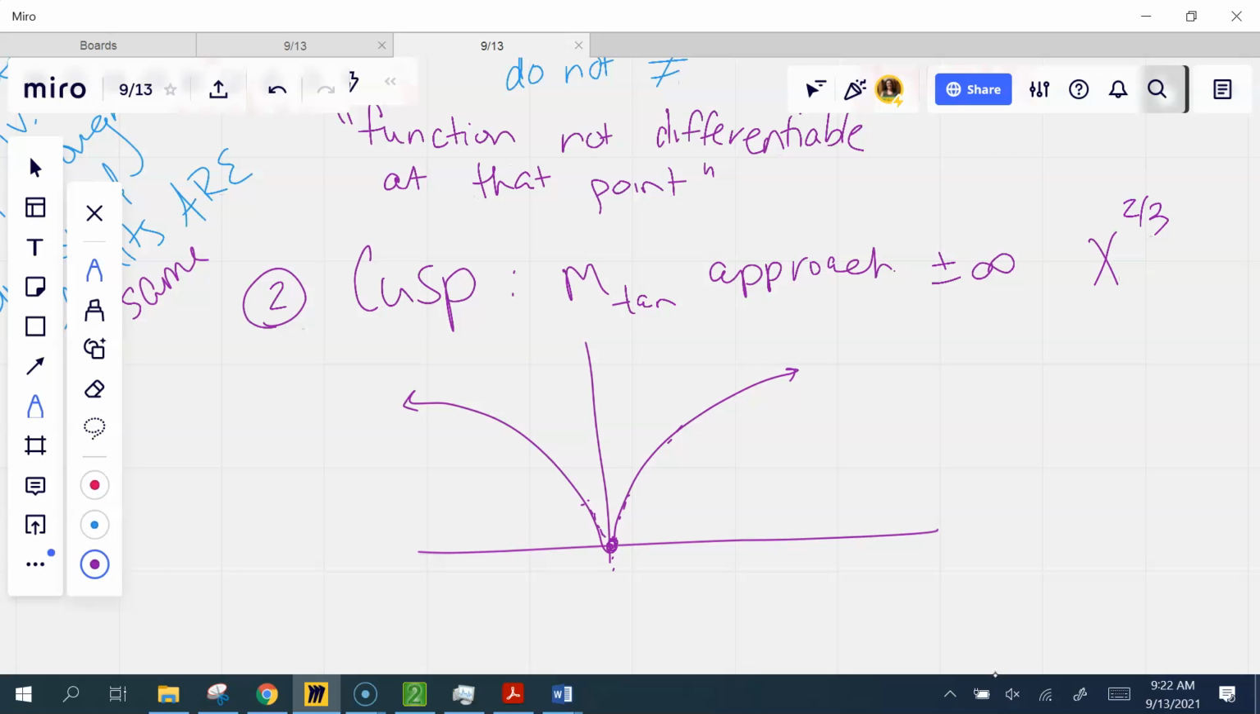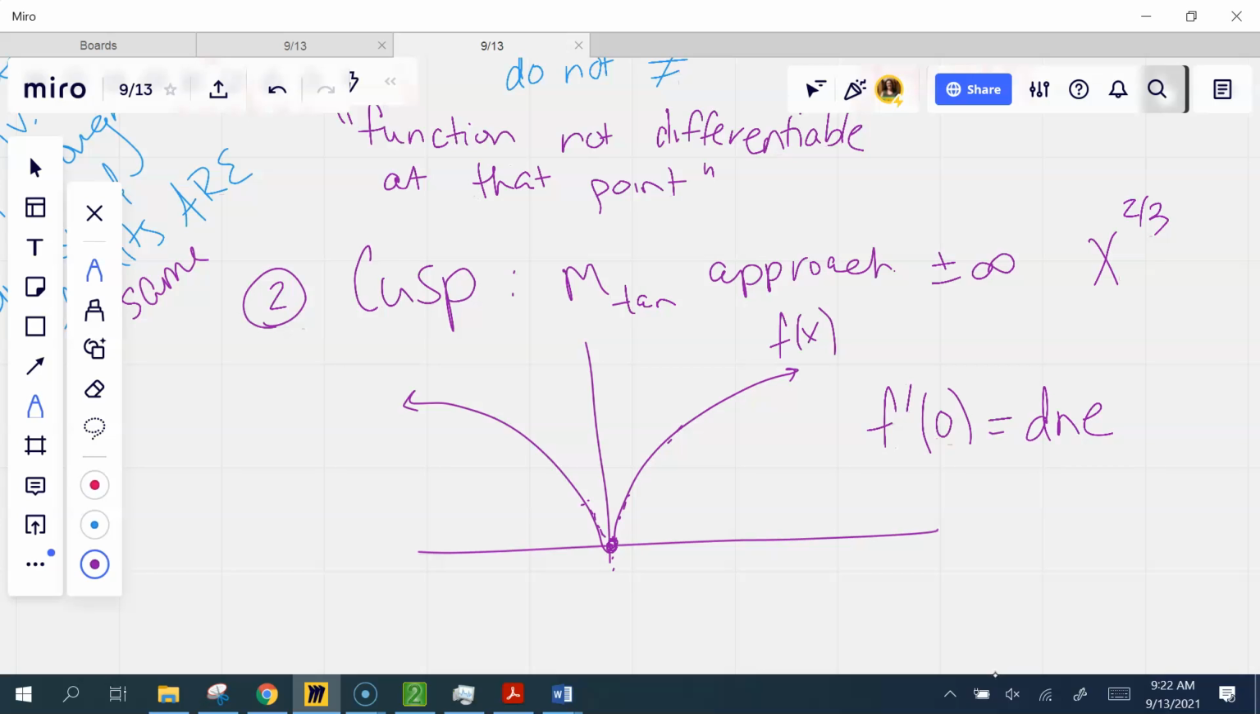At 0, if this is f of x, what is f prime of 0? Well, because 0 is the only point on this graph where it's undefined, this does not exist. Why? Because there's a cusp there. The one-sided derivative, yes, you could do, but you couldn't do the two-sided.